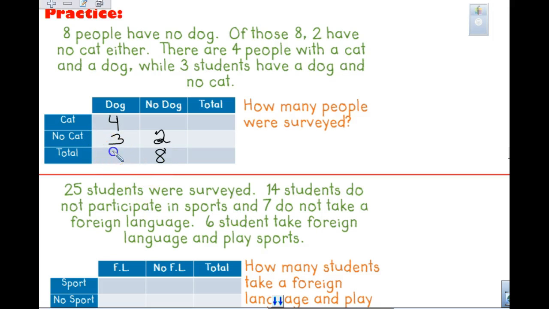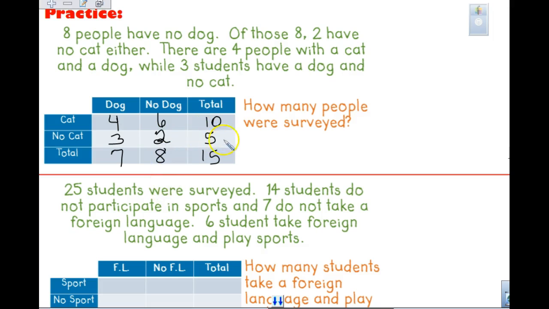Total down here for dogs are 7. 7 plus 8 gives us 15 total. 3 plus 2 gives us a 5. So I do know now by taking 15 minus 5, this has to be 10. And 10 minus 4 gives me 6. 4 plus 6 is 10. 6 plus 2 is 8.